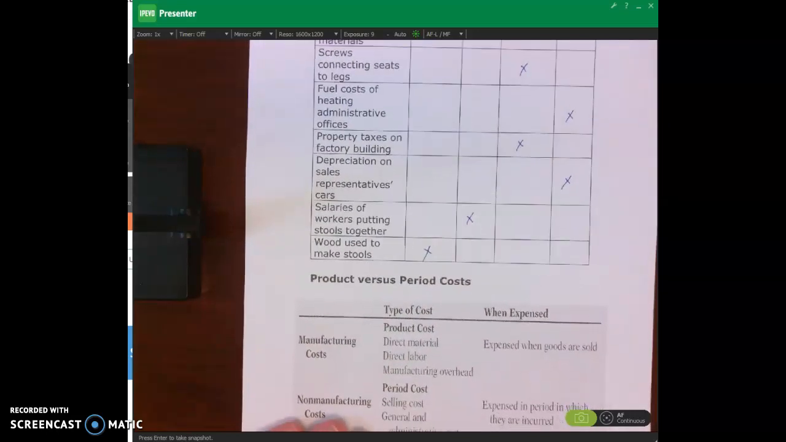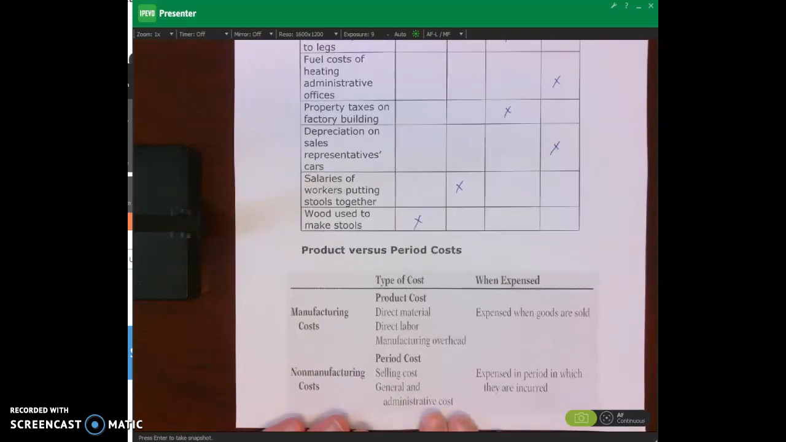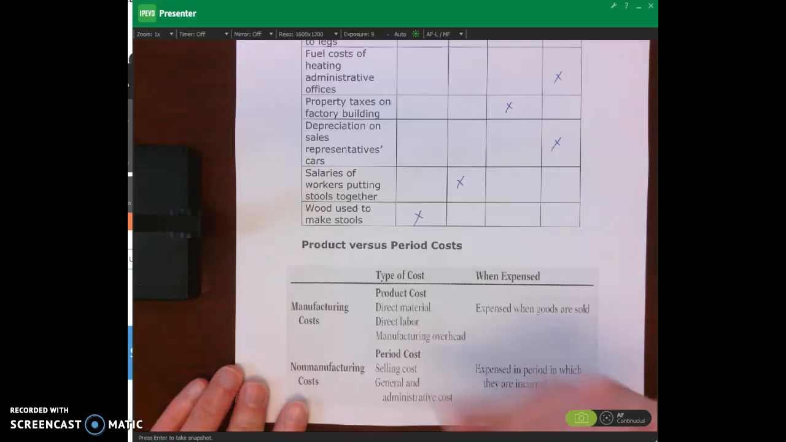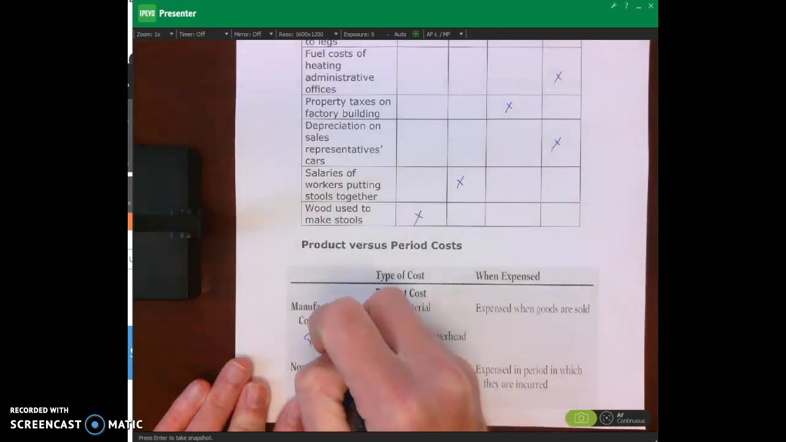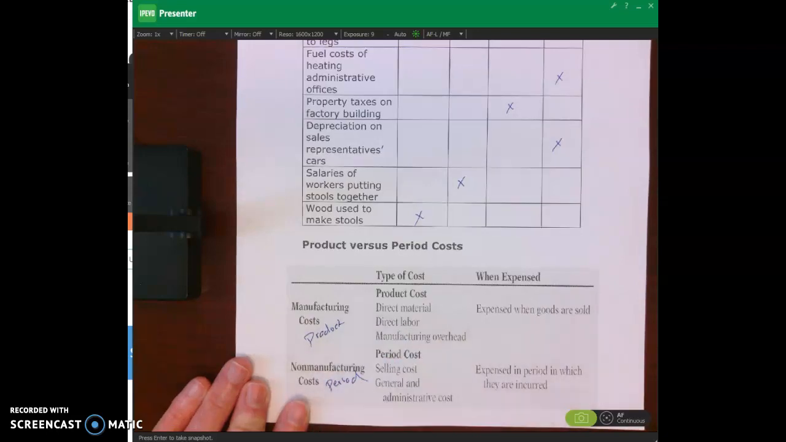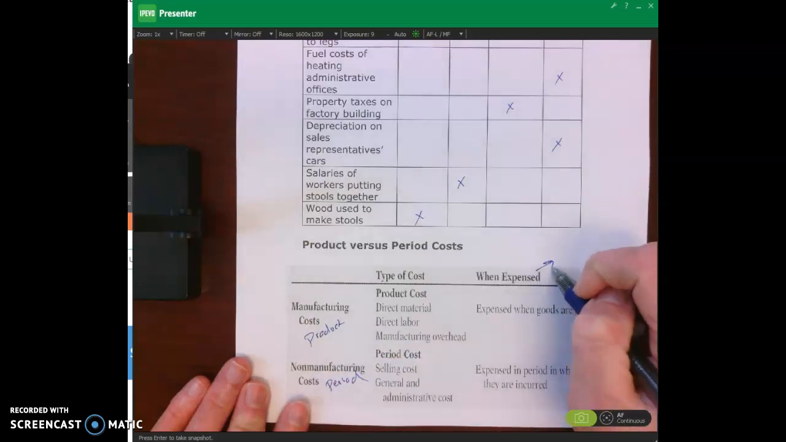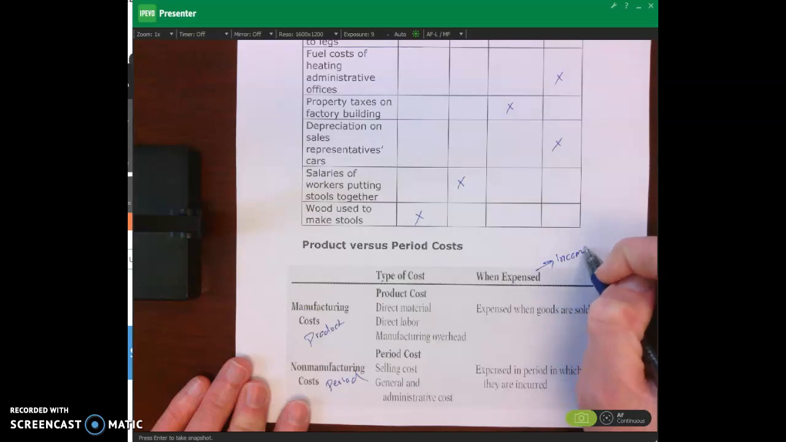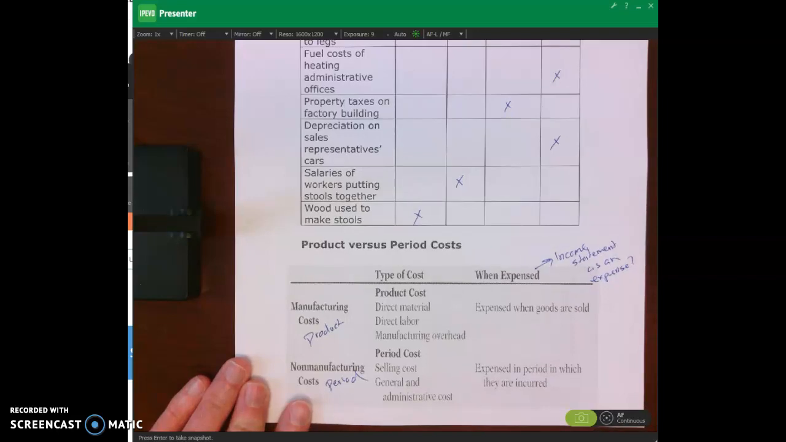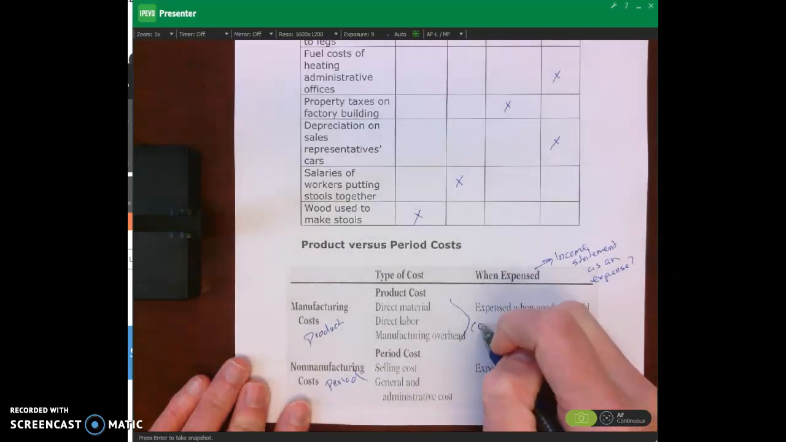In terms of when do these costs, manufacturing costs, these are product costs, and non-manufacturing period costs, when do they show up on the income statement as an expense? That's what expense means. When do they show up on the income statement as an expense? Well, these show up in cost of goods sold.